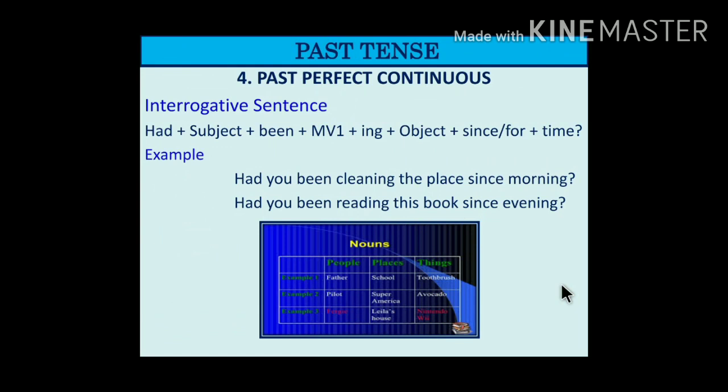Next, past perfect interrogative: had, subject, been, MV1 plus ing. Same, but here had will be the initial word of the sentence and the subject will be the second word. Now you tell me what would be the formula for double interrogative sentences. The only thing is that here you will have the relevant WH question word. Why had he been doing this for a long time? Had you been cleaning the place since morning? Had you been reading this book since evening?